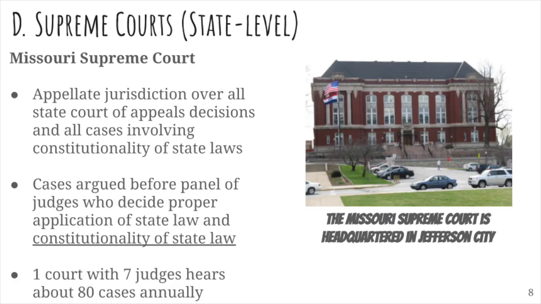The last court of appeal at the state level is the Missouri Supreme Court. They have an appellate jurisdiction over all state court of appeals decisions and all cases involving constitutionality of state law. So anything related to the Missouri Constitution would be decided here. The cases, again, are argued before a panel of judges, and one court, 7 judges hear about 80 cases.